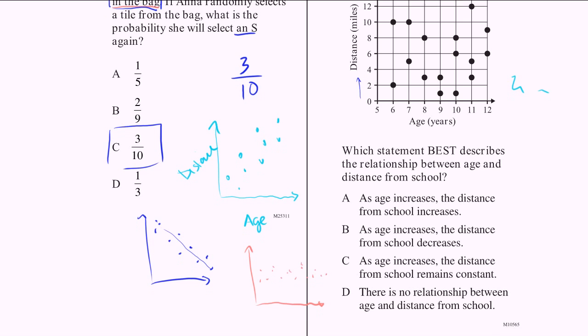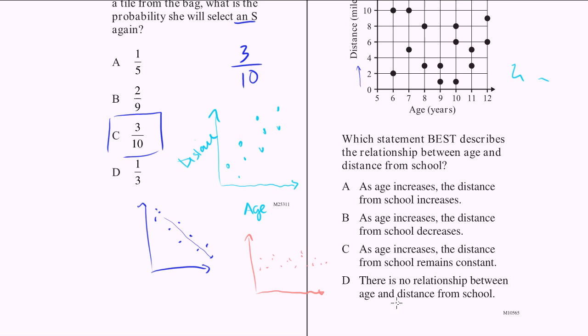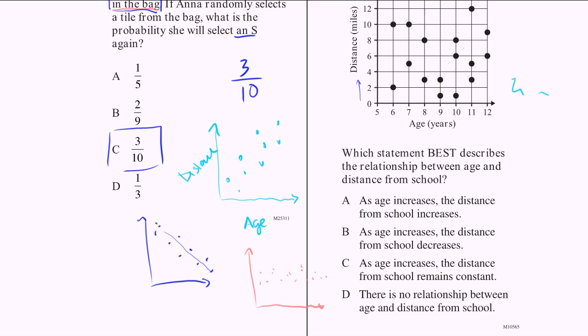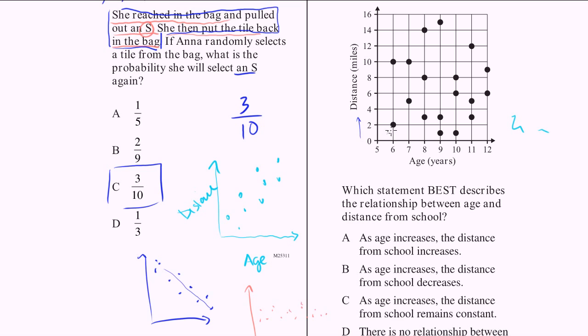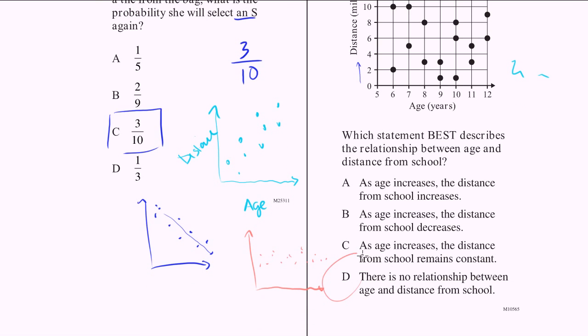And then D: There is no relationship between the age and distance from school. I'll go with that one because you can imagine, if I tried to draw a trend line, I could draw something like that. Maybe that makes it look like there's a trend, but I just as easily could have drawn that, and that looks just as good to me. Or I just as easily could have drawn that. None of these look like they fit the data any better. So at least the answer that I feel comfortable with is D.